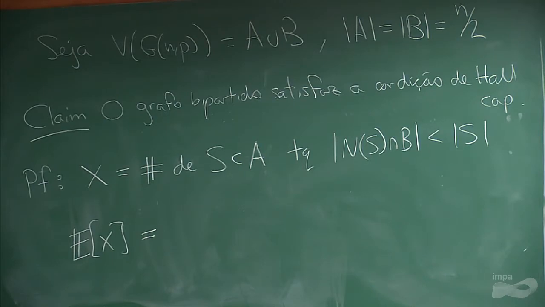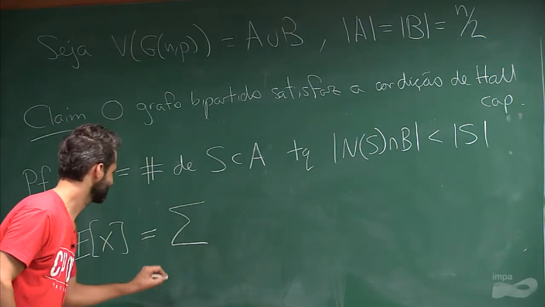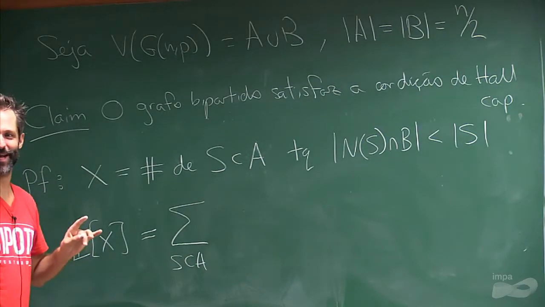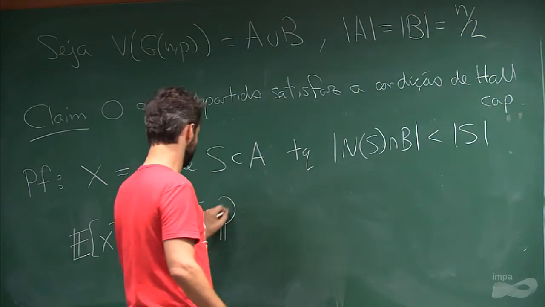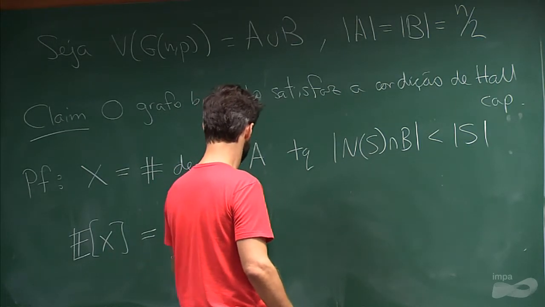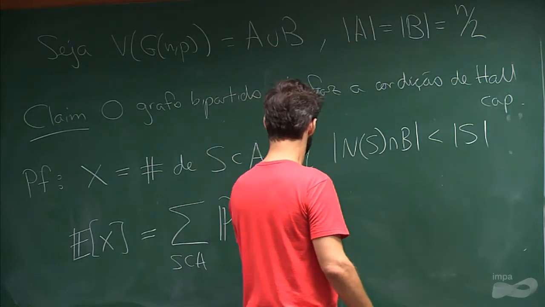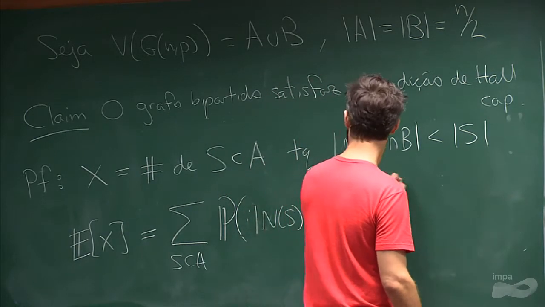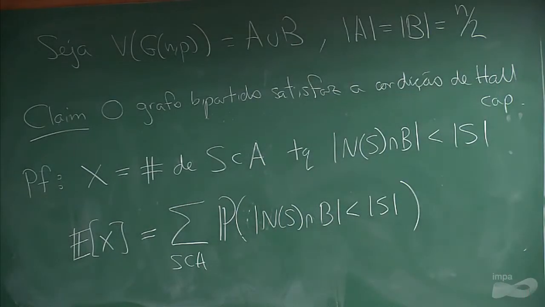We need to sum over the subsets in A, which is now not random, so that's okay, of the probability of this thing: the neighborhood intersect B is less than S. Right, so what's this probability? It's over here.